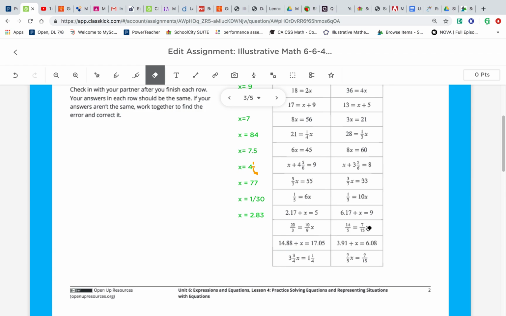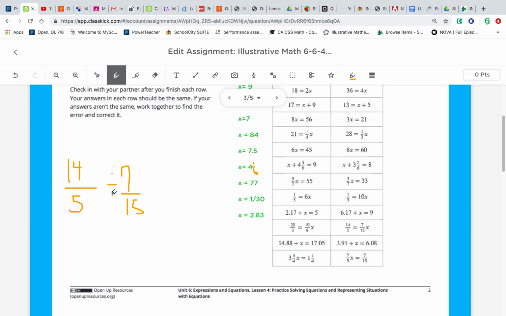Okay, so I'll do one of these here. Why don't we do this right side here. So 14/5, and then we would have to divide by 7/15, right? Because what you see right there in the problem is 7/15 times x, right? 7/15 times x, so we're doing the opposite operation. So we're going to divide by 7/15.